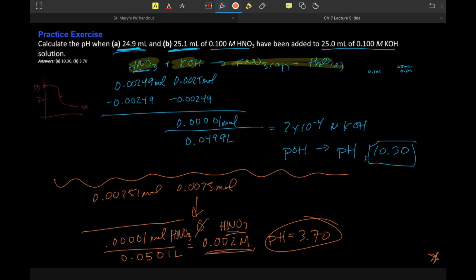Okay. All right. Thank you for listening. This is the section on strong acids and strong base titrations. And in the next section, we'll touch on how these differ from a weak acid titration.